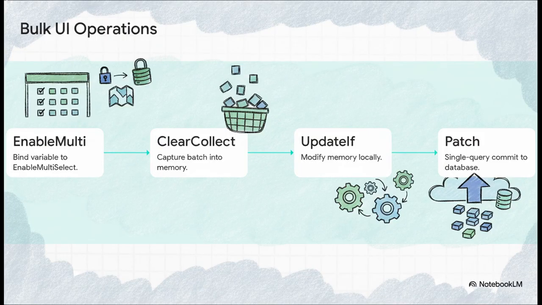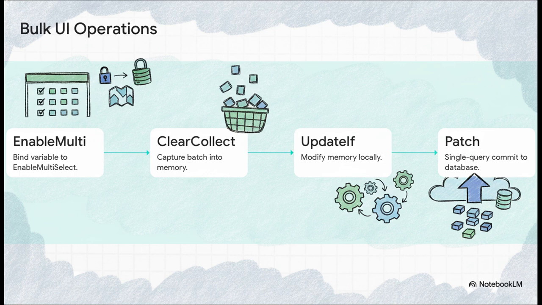And what about bulk operations? Say a user wants to select 10 records and update their priority all at once. Well, you need a precise sequence to ensure performance. Step 1, bind a variable to the table's Enable Multi-Select property to allow checkbox selections and temporarily disable your navigation logic so clicking doesn't whisk the user away.